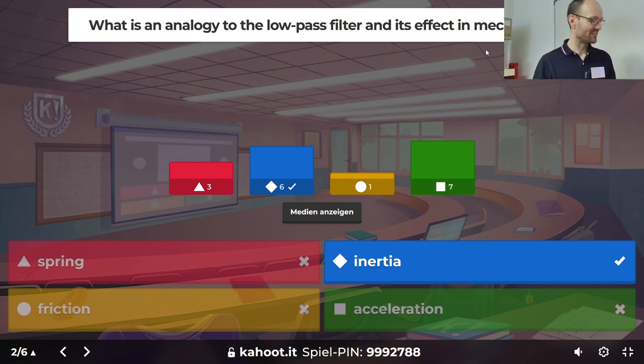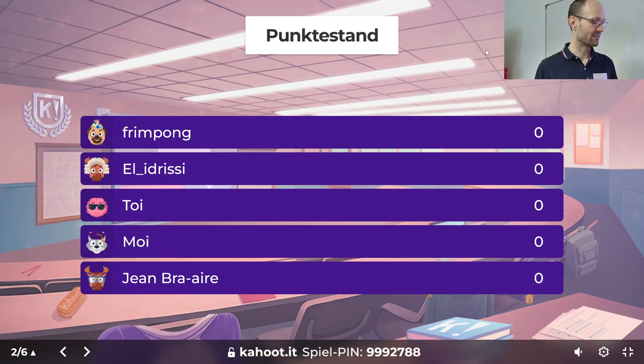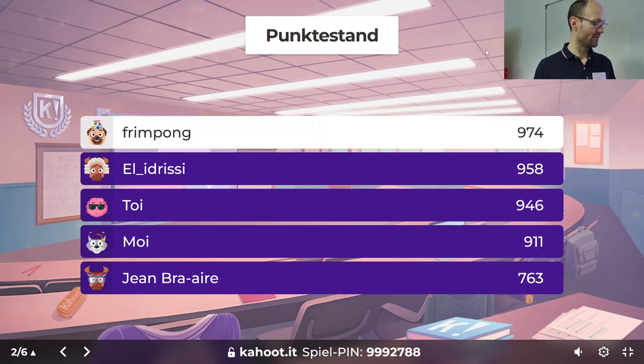Okay, and at least 6 people with the right answer. It's the inertia. If you have a high mass, then it's always difficult and challenging to move this high mass rapidly. So this is acting like a low pass filter, inertia in mechanical systems. And so we have Frimpong taking the lead, followed by El Idrisi and Toi.